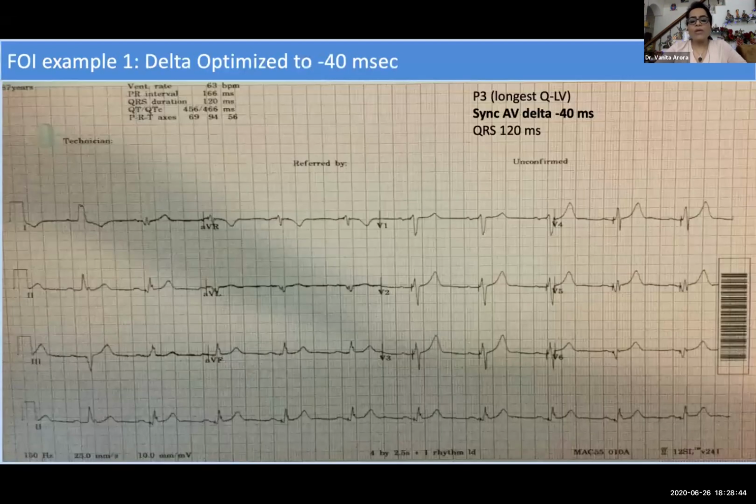Can we do more about it? Well, what we have done is added sync AV delta. Since the PR was short, we have added a minus 40 milliseconds of sync AV delta to the programming. And look how narrow the QRS has become. There is still a positive hump in V1, which means bi-V pacing. Lead 1 is biphasic, but it is a beautiful result, which has been obtained first by adjusting the VV delay, making it less early, and then by adjusting the AV delay by sync AV delta.